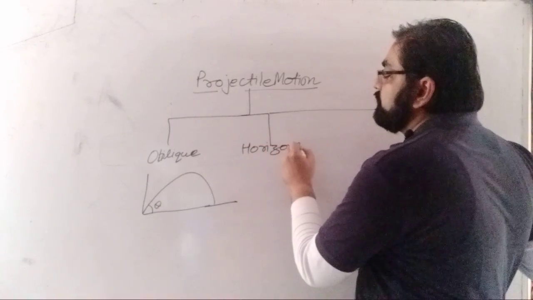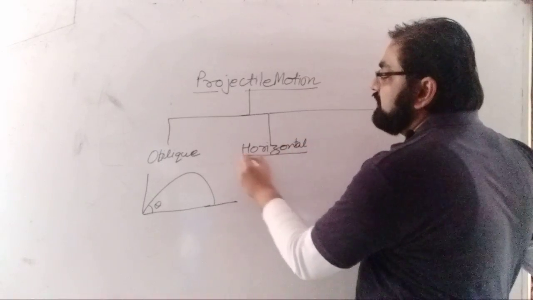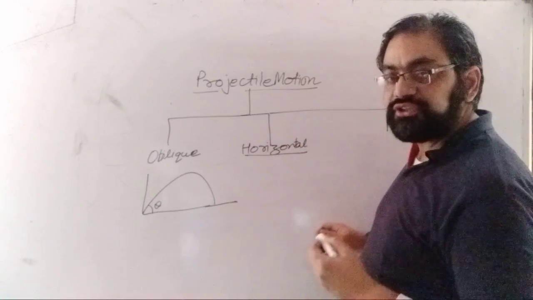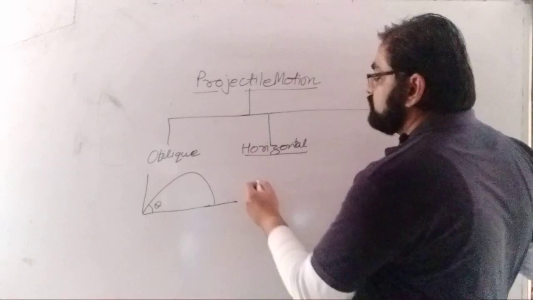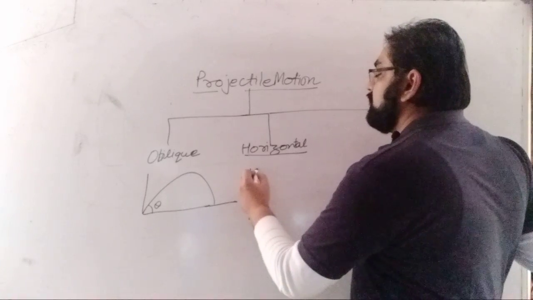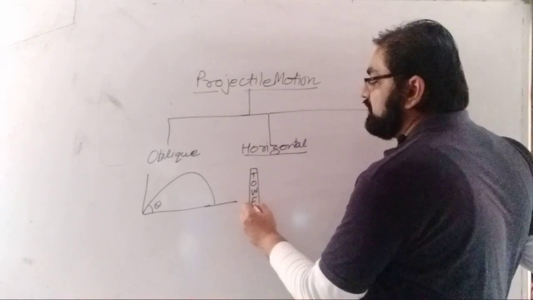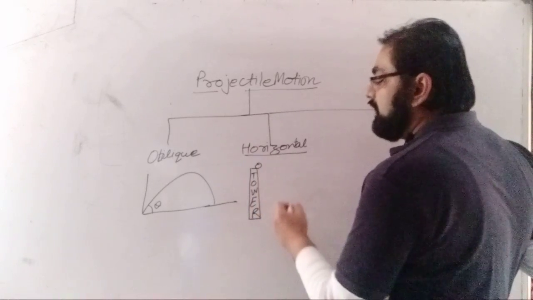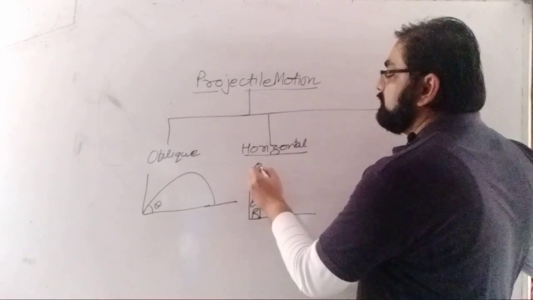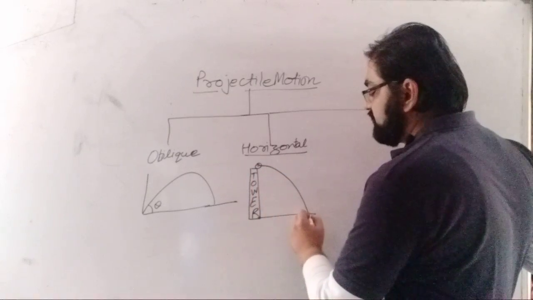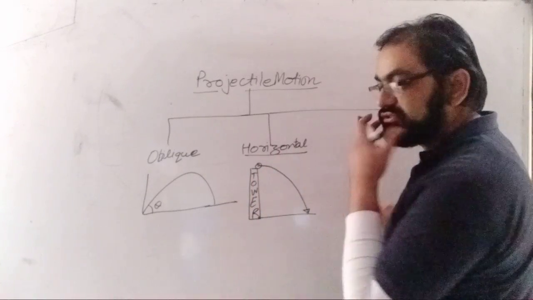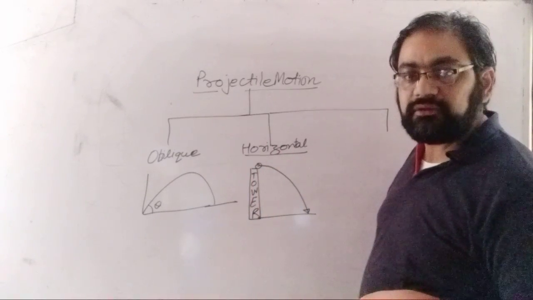Second one is the horizontal projectile motion. In the horizontal projectile motion, normally the projectile is projected from a certain height. So if we climb up on a tower or a cliff, suppose that this is a tower, and we throw a ball horizontally from the top of the tower, then its motion will be like this. This motion is known as horizontal projectile motion.